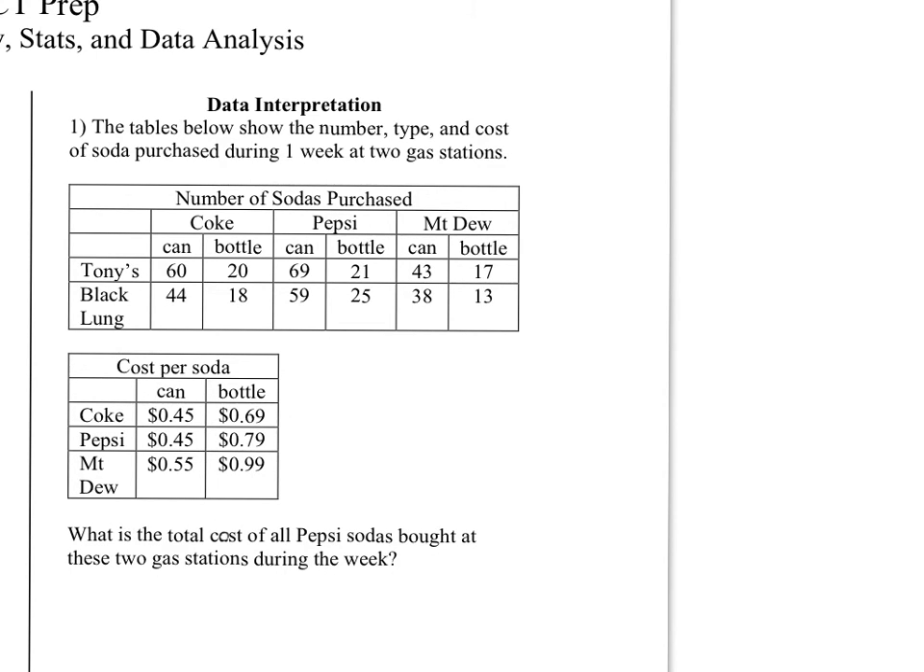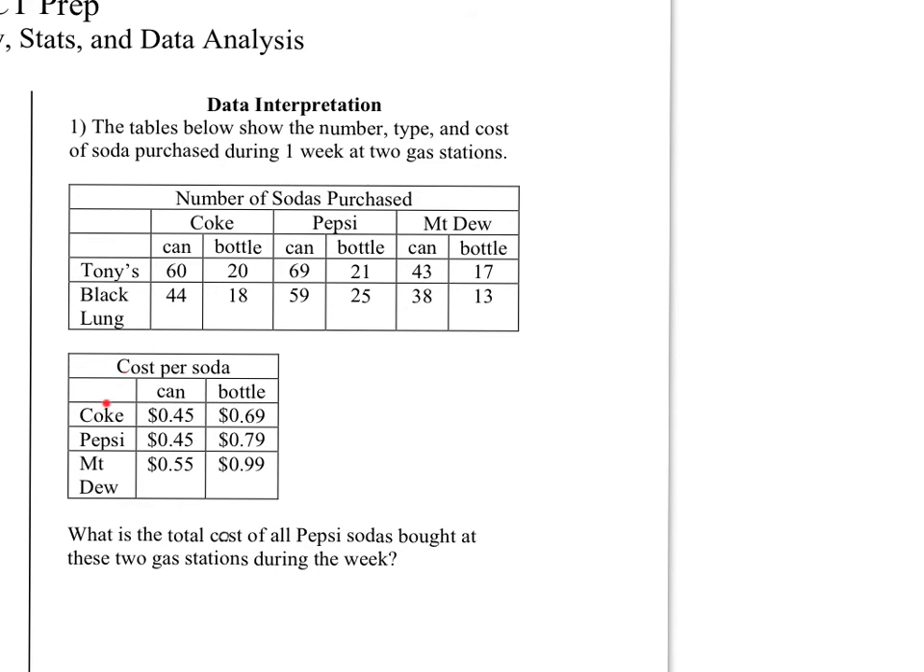So interpreting data. Tables below show the number, type, and cost of soda purchased during 1 week at 2 different gas stations. So we can see here at Tony's, there were 60 cans of Coke purchased and 20 bottles of Coke. Pepsi, there were 69 cans and 21 bottles. Mountain Dew, there were 43 cans and 17 bottles. At the Black Lung, there were 44 cans of Coke, 18 bottles, etc.